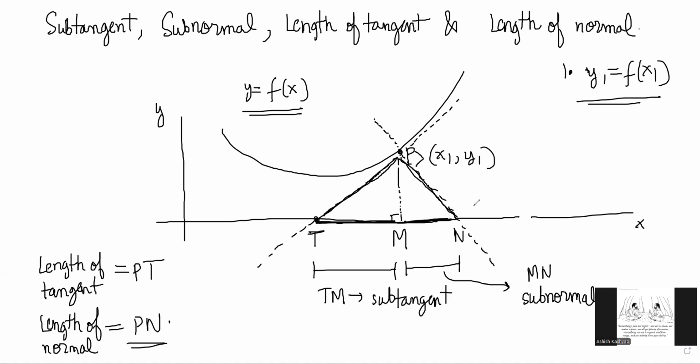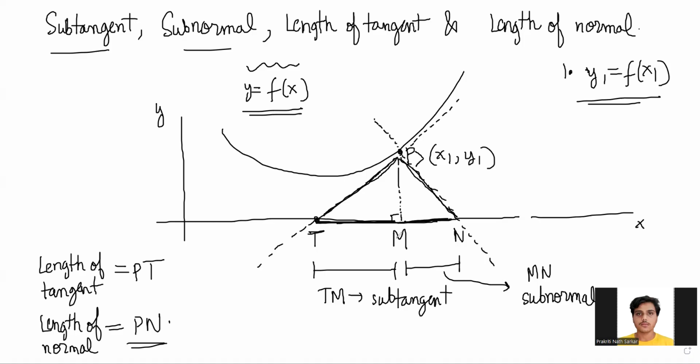Once you understand this for a general case like this, any particular y is equal to f x, you can find subtangent and subnormal. What you just need to understand is this diagram. Is the diagram clear, what is happening here?